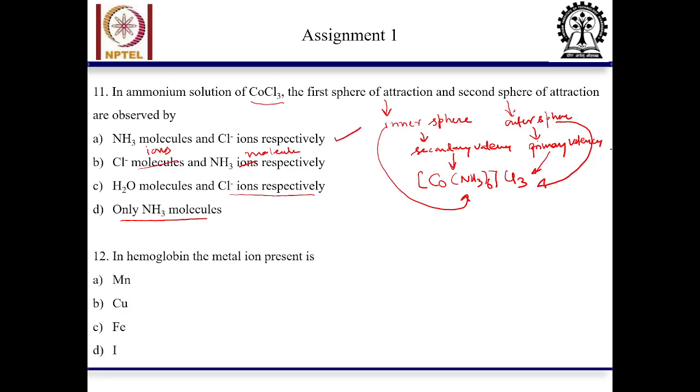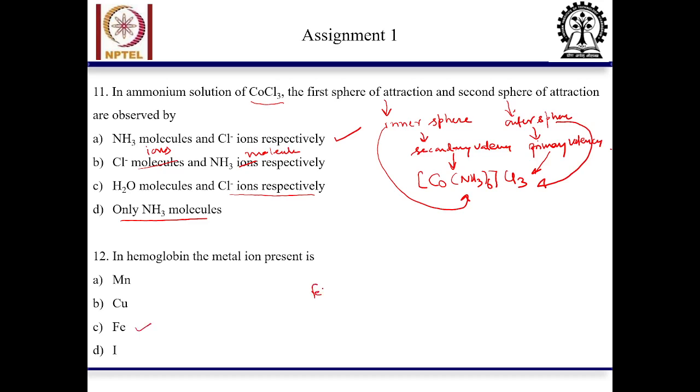Okay, let me go to question number 12. In hemoglobin, the metal ion present is manganese, copper, iron, or iodine. C. Okay, Devendra Malik is saying C. Dr. Naveen Awasthi is also saying C. Anyone has a different opinion? Okay, so the correct option is C.